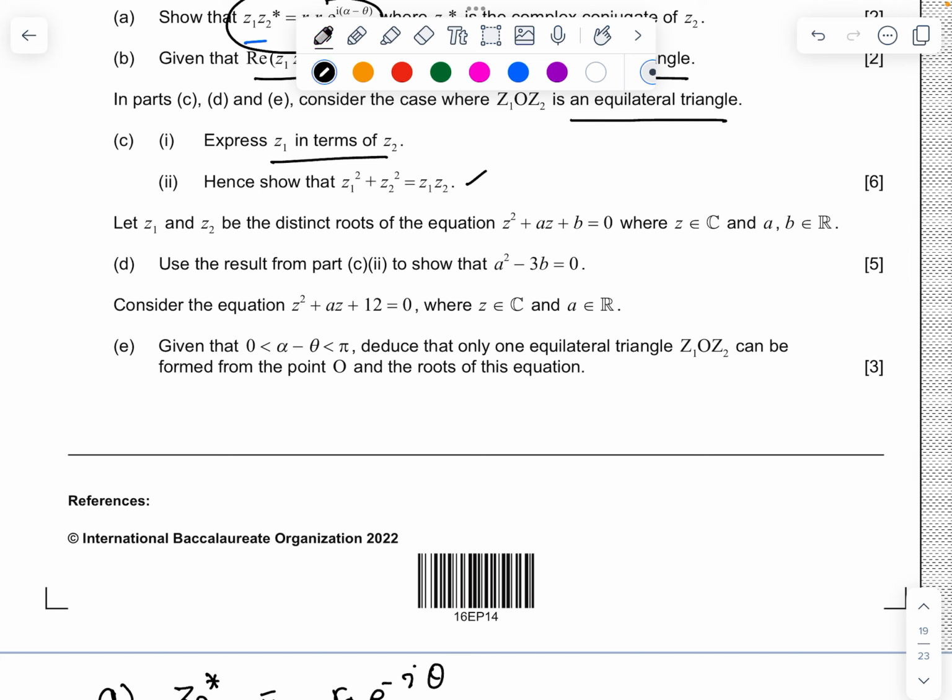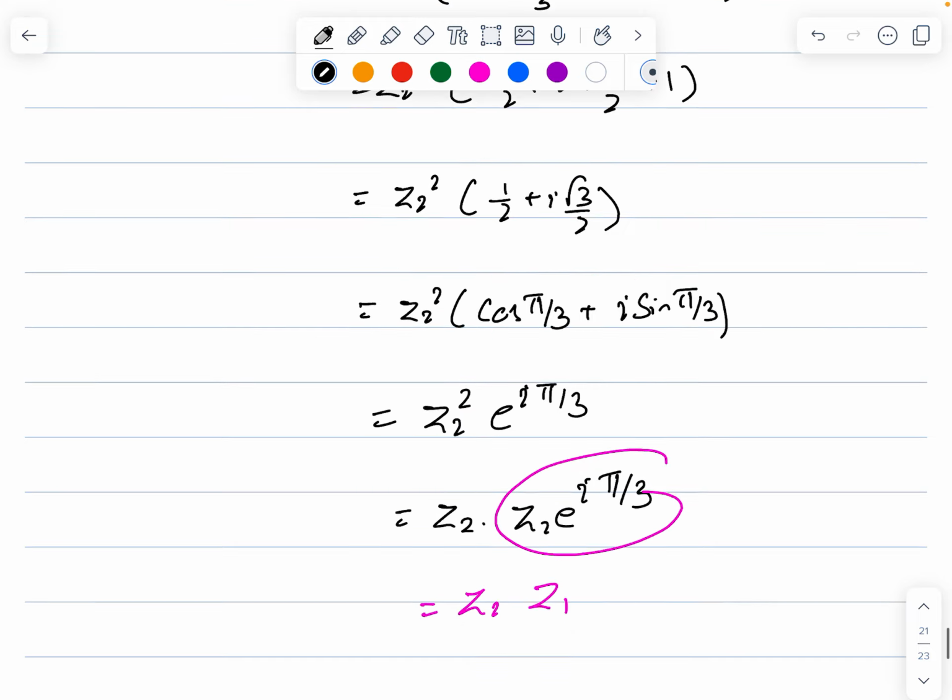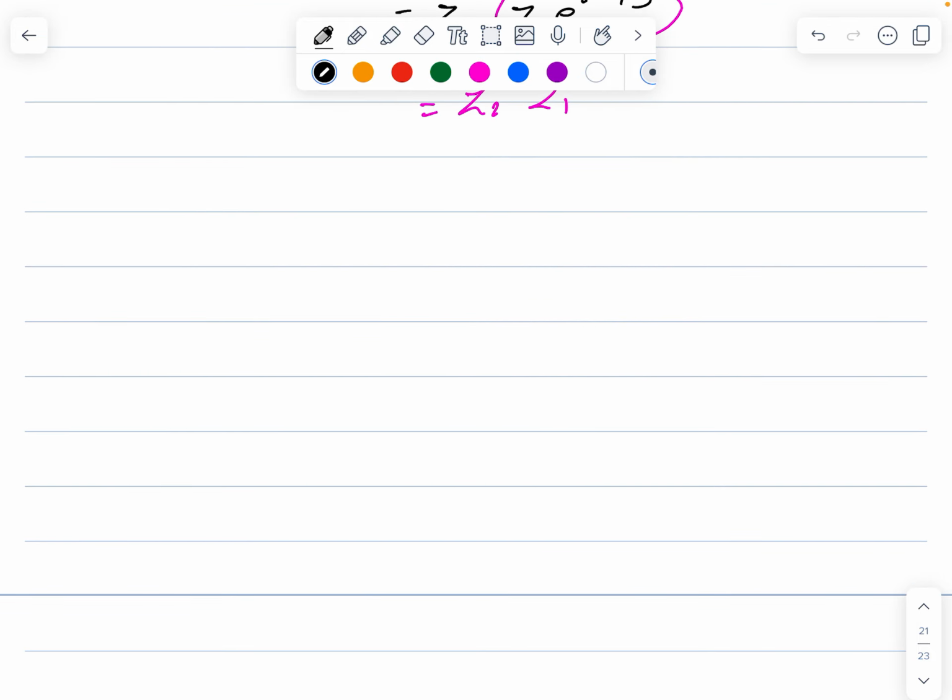Now parts D and E. Z square plus AZ plus B equals 0. Then show that A square minus 3B equals 0. Part D. What is that?